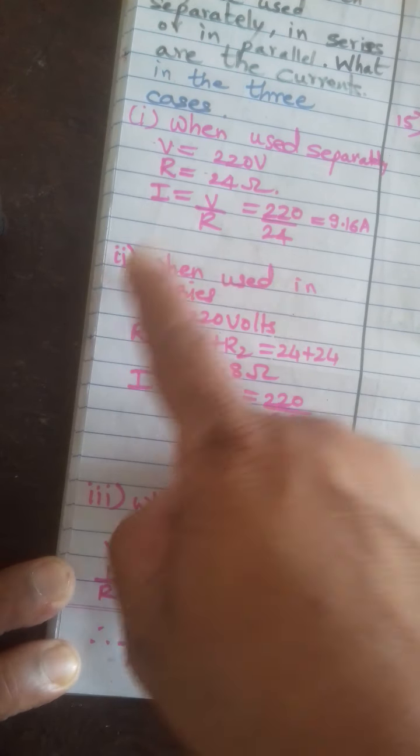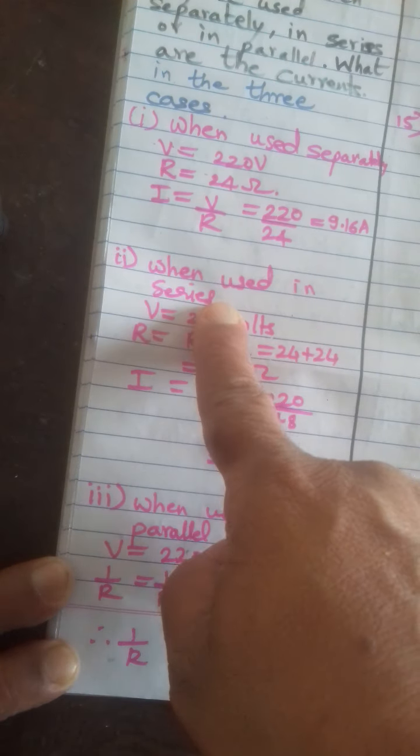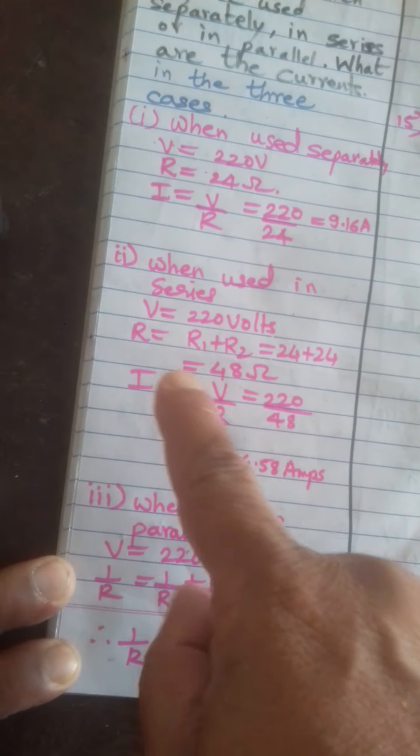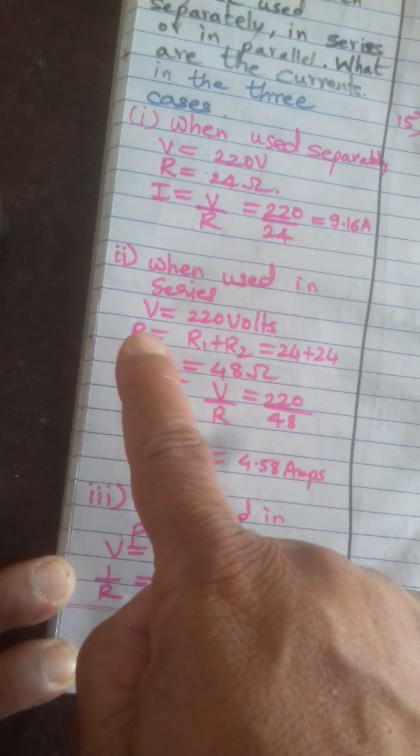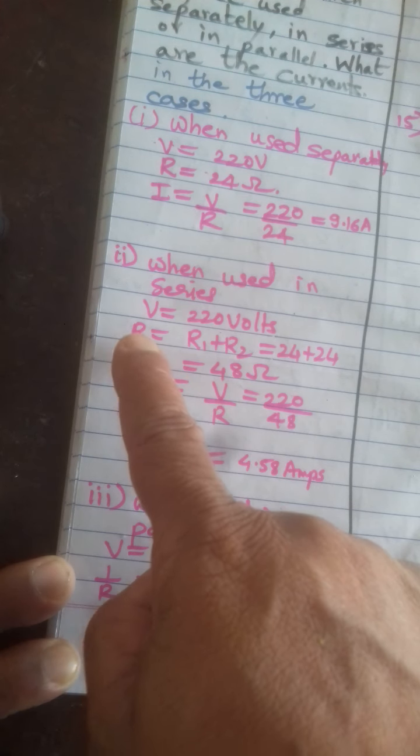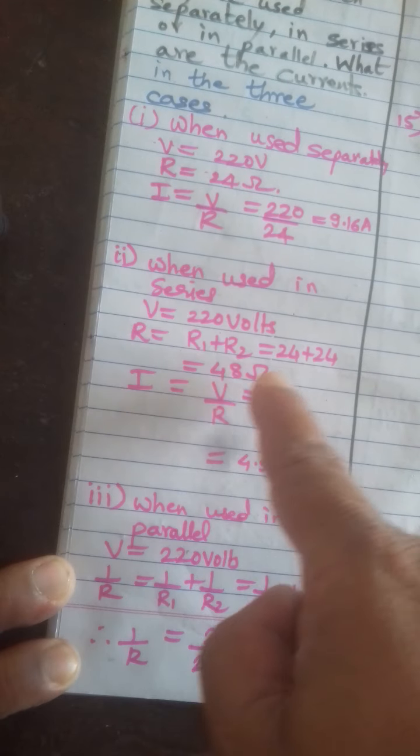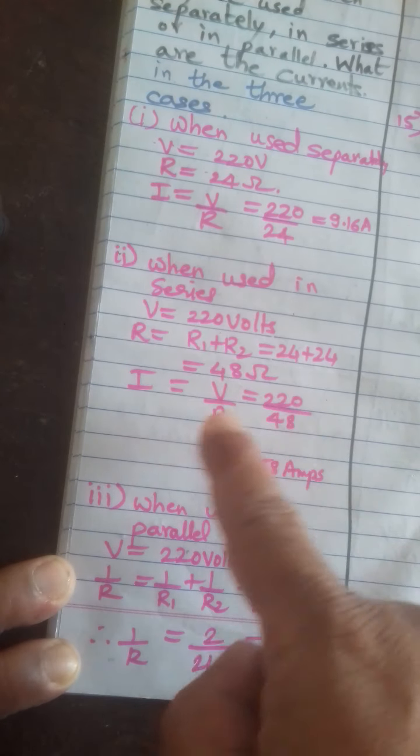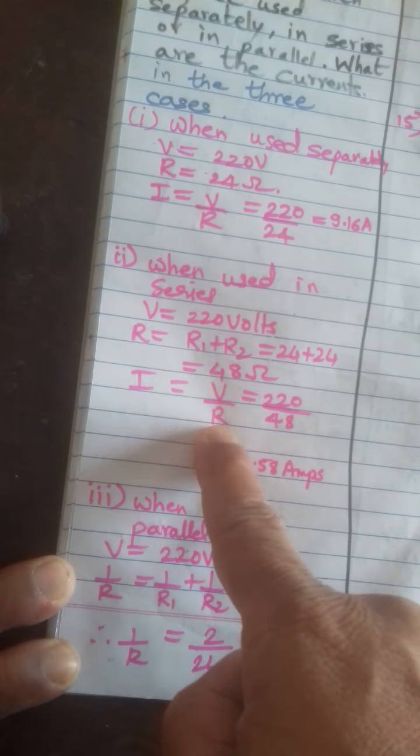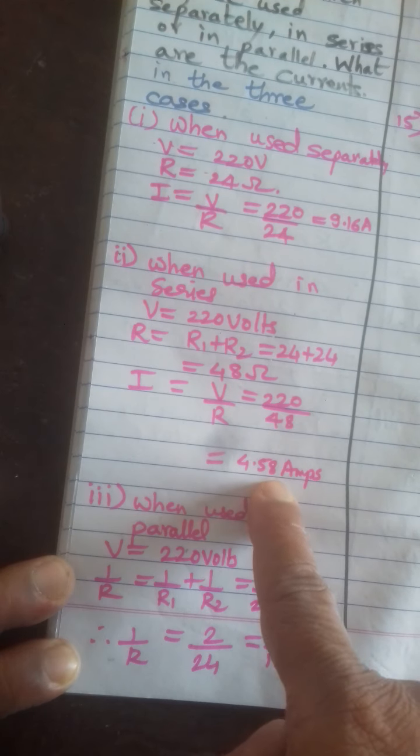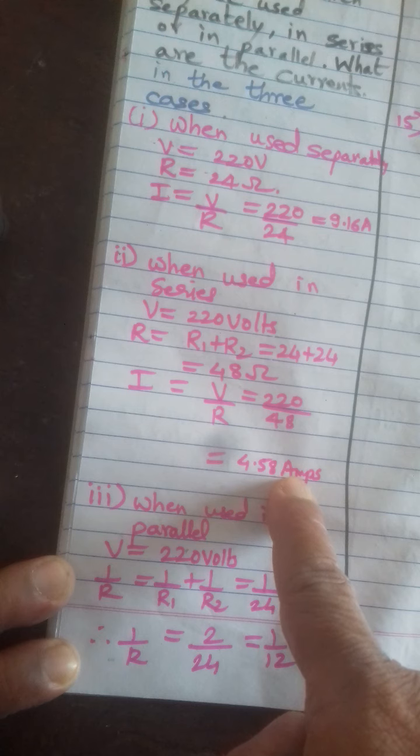Then second case, both are used but in series. When used in series, V is 220 volts, and you know the equivalent resistance for series combination is R is R1 plus R2, that is 24 plus 24, that is 48 ohms. Again I is equal to V by R, so 220 by 48, which comes to be 4.58 or 4.6 amperes.